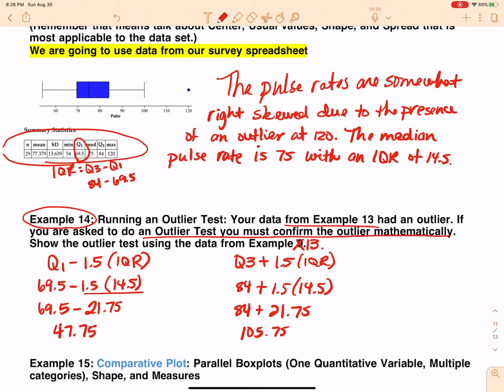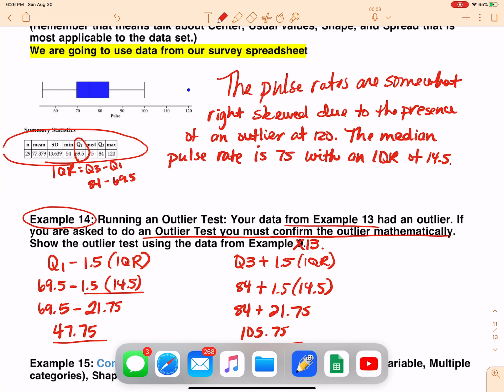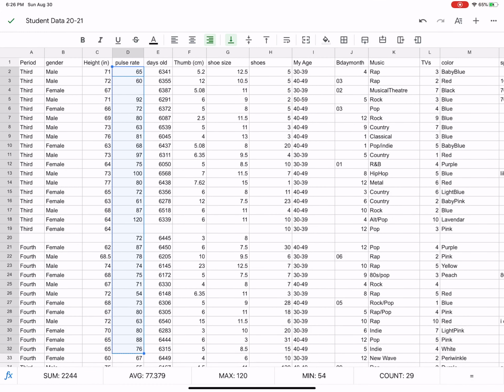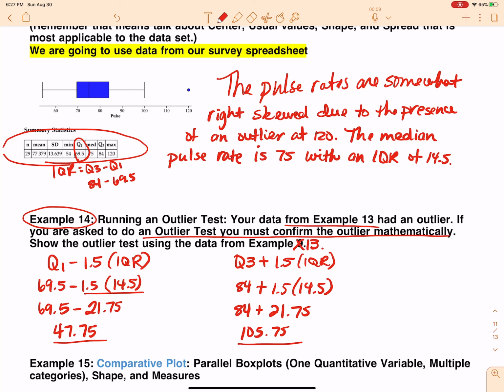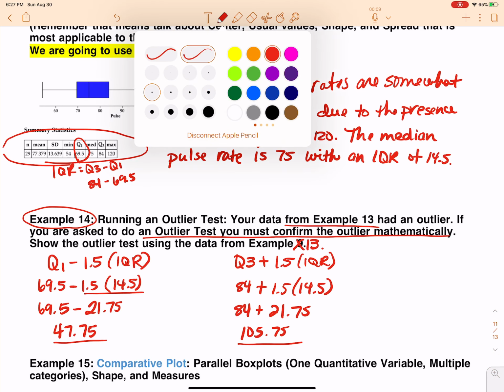So, all right, these are boundaries. And to illustrate this, I want you to notice something, because a lot of students struggle with this. They look at these values and think that these boundary values are pieces of data present in our list. But let's go back to our survey data. Do you see 47.75 anywhere in that blue area? No, you don't. What about 105.75? No, you don't. That's because the outlier test just gives you boundaries within your data.